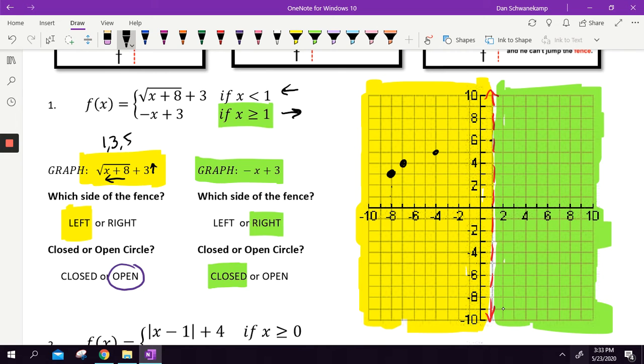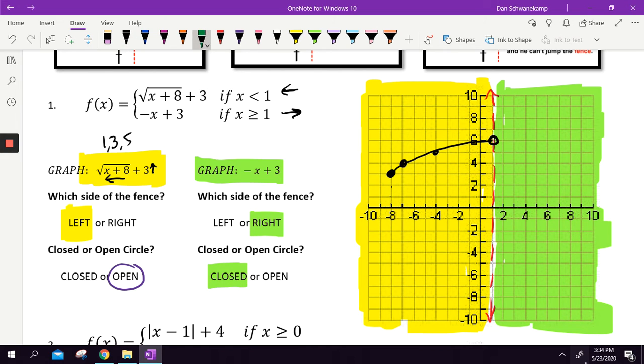I don't need to keep going because I only want to graph this piece to the left. So I'm going to connect these dots, make my square root graph, and when I get to the line, I'm going to use an open circle. So right here at 1, at my break line, I'm going to use an open circle because it was not underlined. So there's the left side. The right side, I'm graphing negative x plus 3.